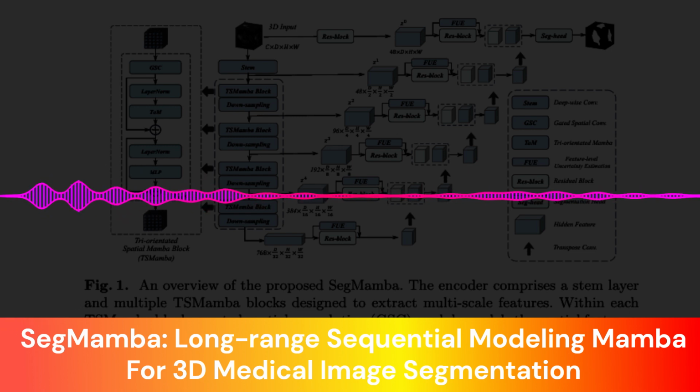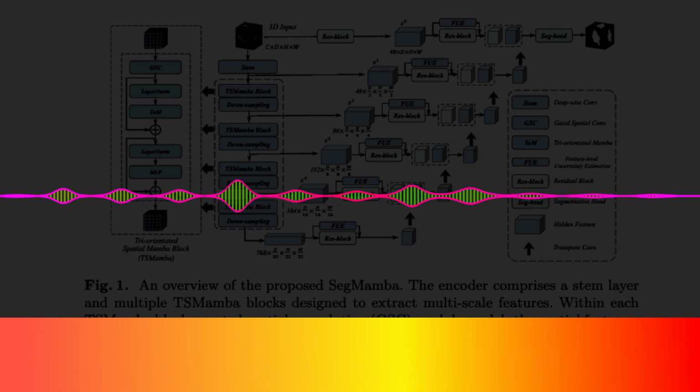So GSC handles the local 3D details, then TOM looks for the global connections across these detailed features. That's a good way to think about it. And these two, GSC and TOM, are combined into the main building block of the encoder part of SegMamba, called the TS Mamba block, Tri-Orientated Spatial Mamba block.